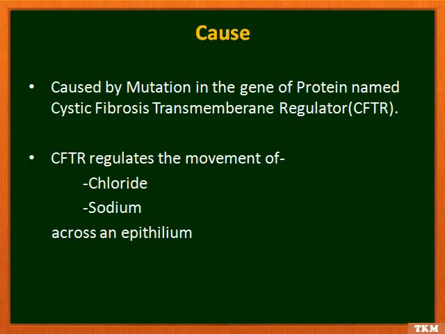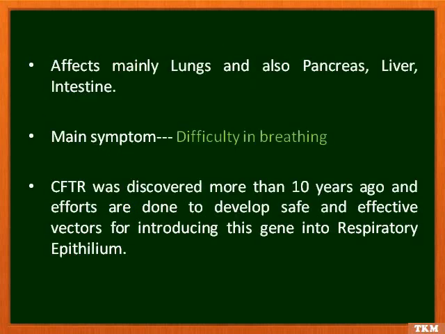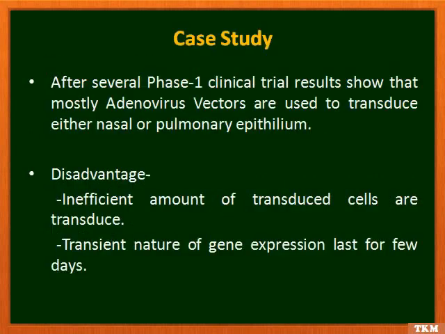So what's the cause of cystic fibrosis? It is caused by mutation in the gene of the protein named cystic fibrosis transmembrane regulator, CFTR. And what is CFTR responsible for? It regulates the movement of chloride and sodium across epithelium. It affects mainly lungs, but also pancreas, liver, and intestine. And what's the main symptom? Difficulty in breathing. It was discovered more than 10 years ago, and efforts are still underway to develop safe and effective vectors for introducing this gene into respiratory epithelium.